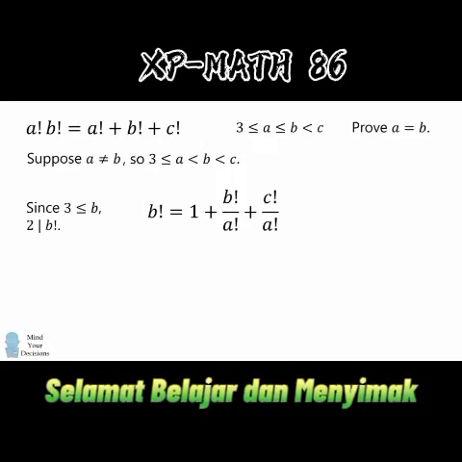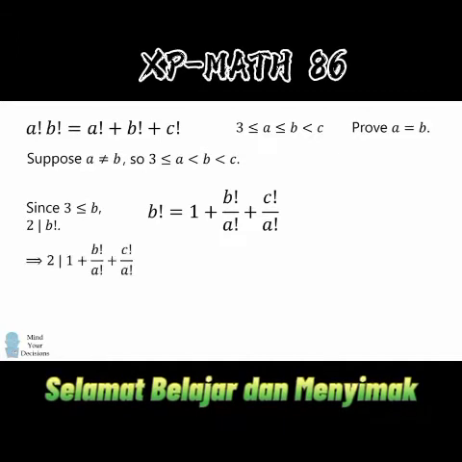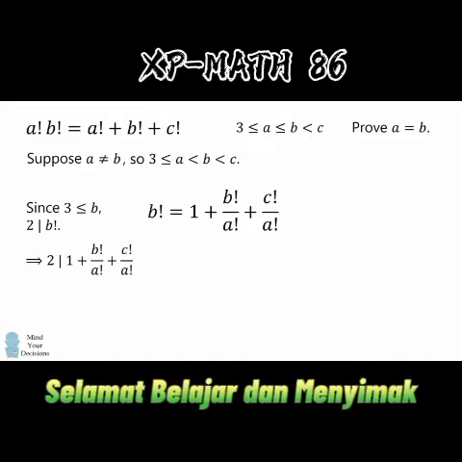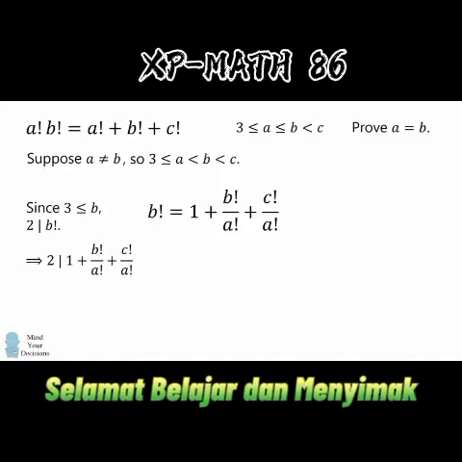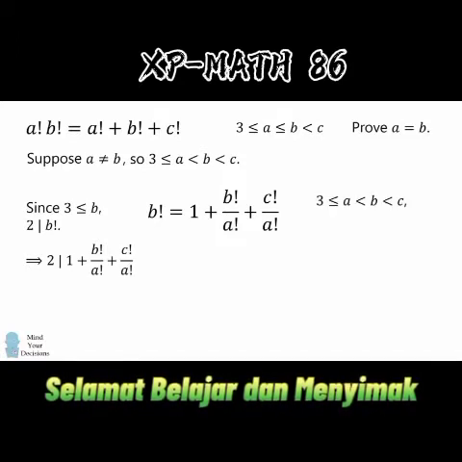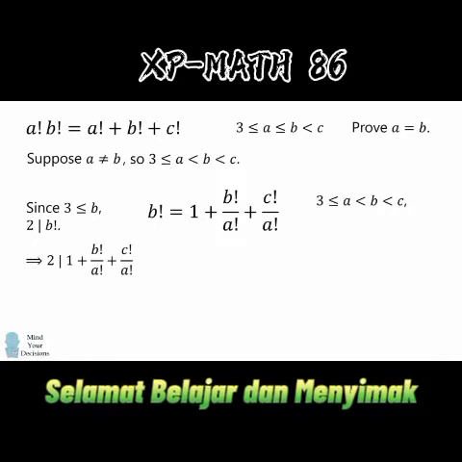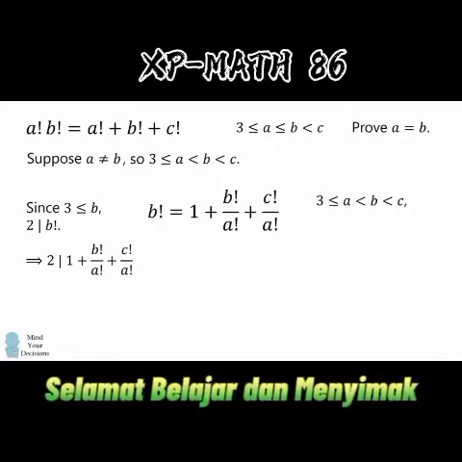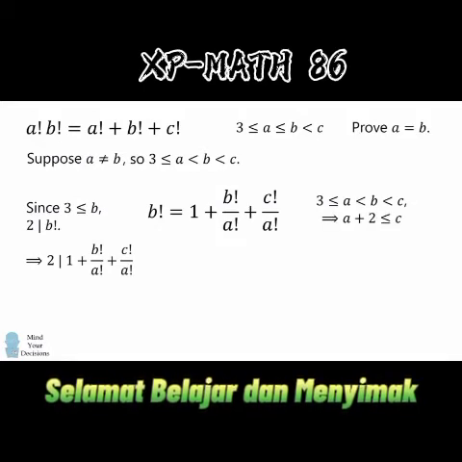Now, since b is at least equal to 3, we know that b factorial is an even number. That's because every factorial from 3 factorial onward will be an even number. Consequently, the entire right-hand side, which is the sum of integers, has to be an even number. Now, since 3 is less than or equal to a, is less than b, is less than c, we know that b is at least equal to a plus 1, and c is therefore at least equal to a plus 2.